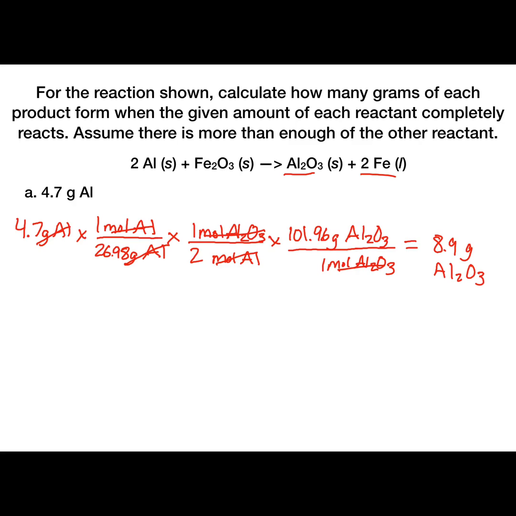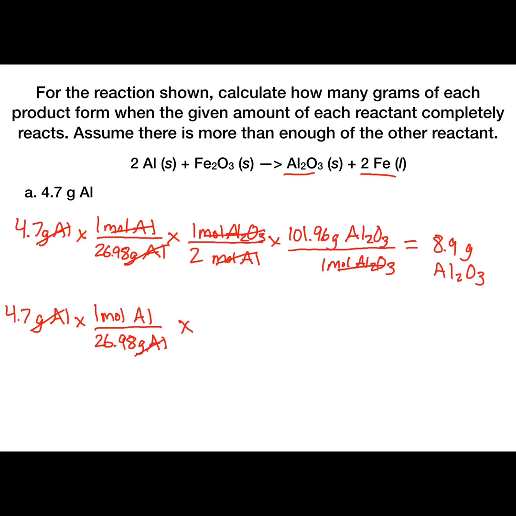Now let's figure out the number of grams of our second product. So we always start with what we are given, which is the 4.7 grams of aluminum times. Now same as before, we need to convert this to moles. So 1 mole is equal to 26.98 grams times.